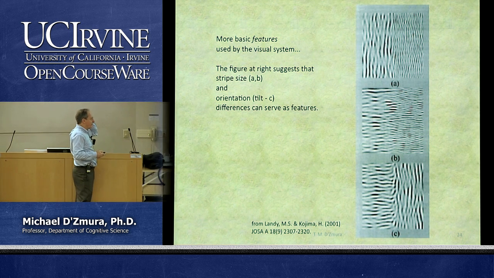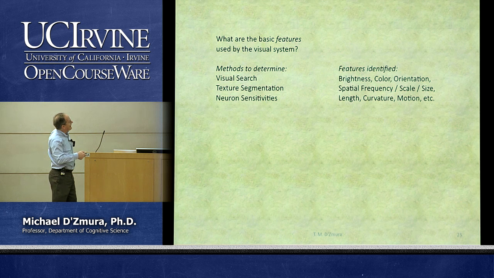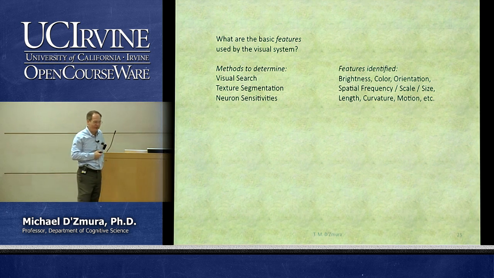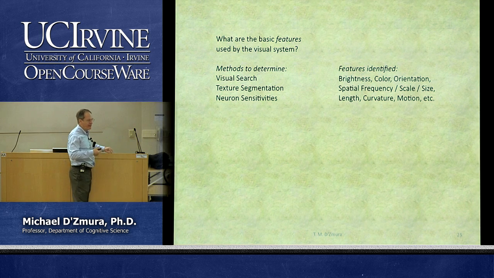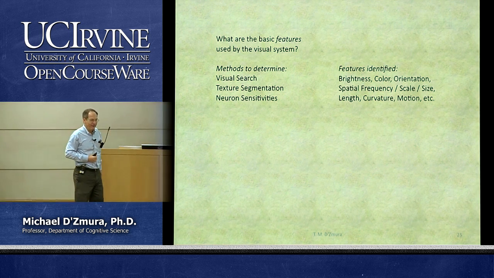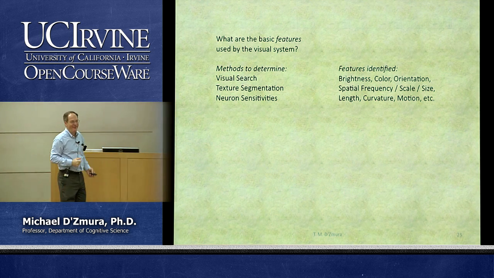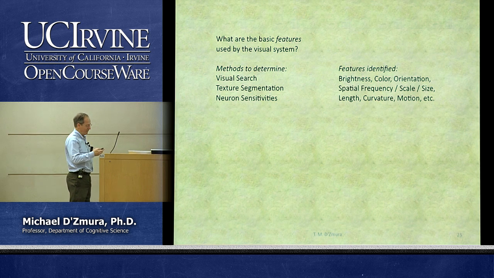So perceptual experiments of this sort, in addition to the visual search experiments, in addition to work in which the sensitivities of neurons in the visual system are measured, all provide information concerning basic features used by the visual system in processing visual data. The features that have been identified are variations in brightness, color, orientation of lines, bars, and edges, scale or size, which is very similar to something called spatial frequency, lengths, curvatures. The way things move is very salient. If certain things are moving to the right and other things are moving to the left, you'll be able to tell the difference instantly. Motion is a very important feature.